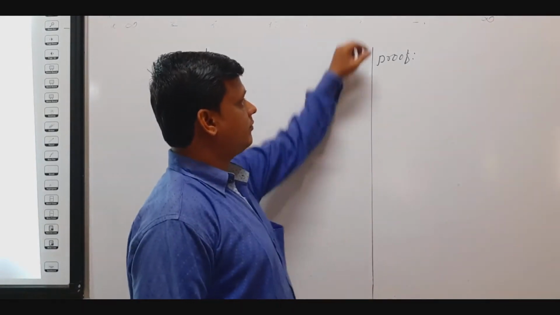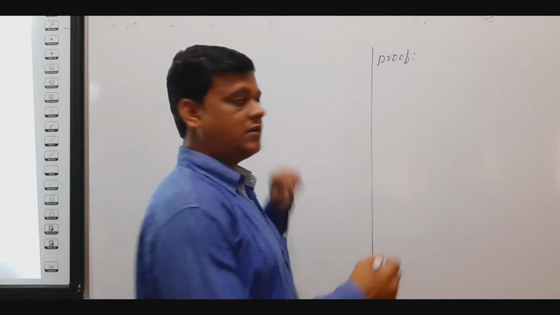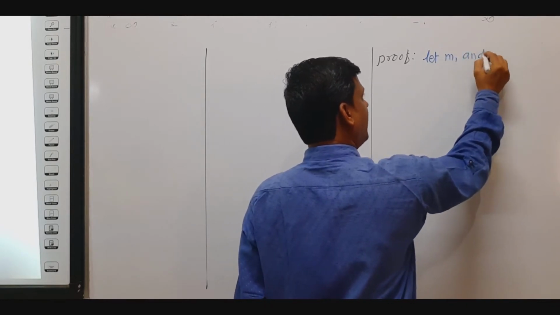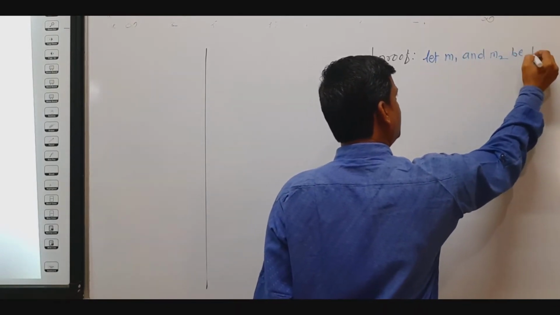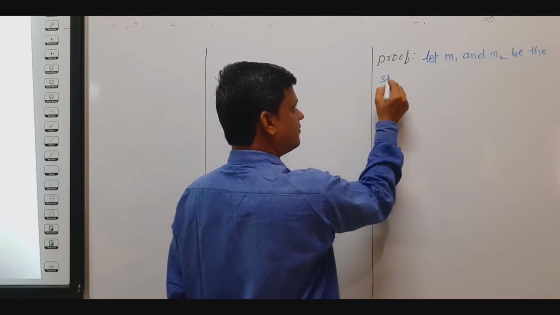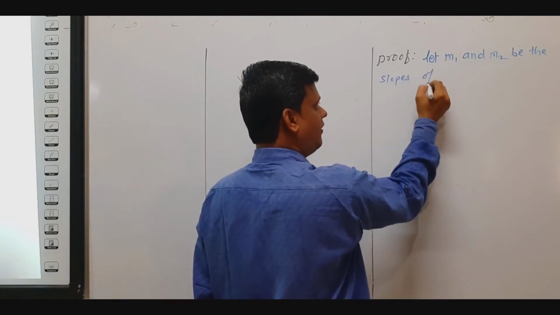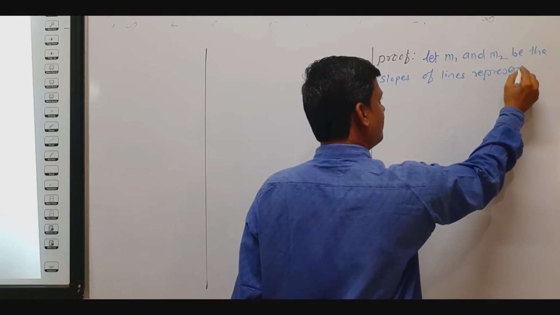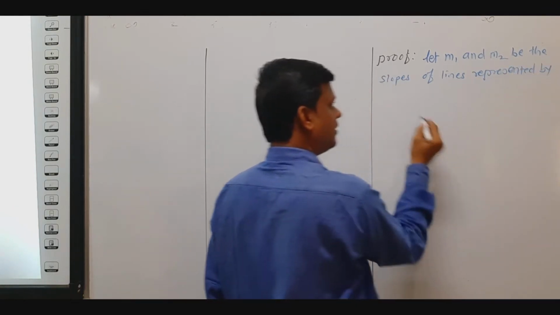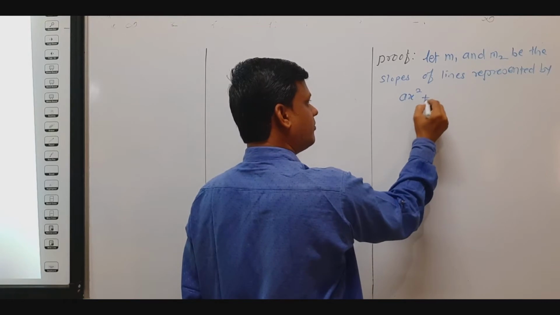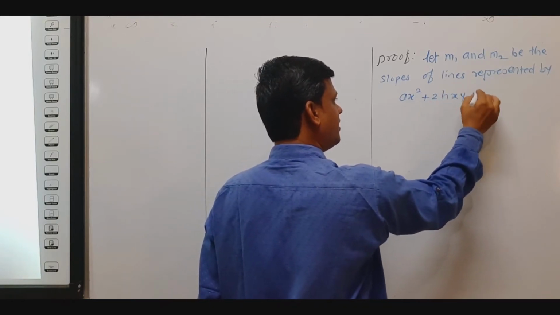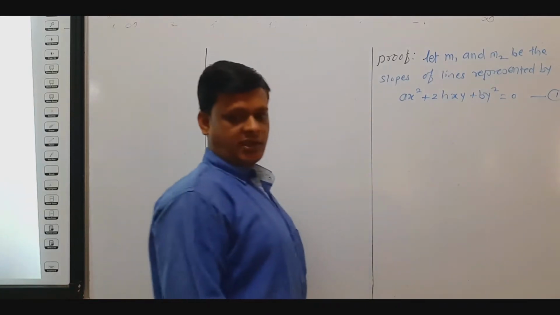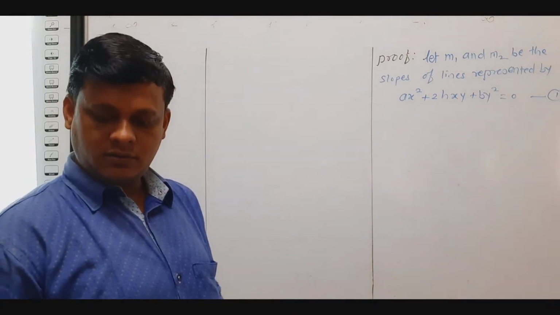So see the proof. Let m1 and m2 be the slopes of lines represented by ax square plus twice hxy plus by square equals to 0. We denote this as equation number 1.